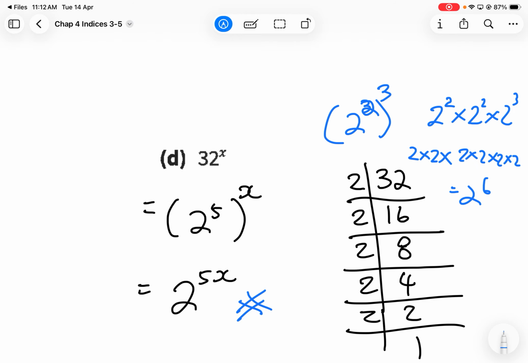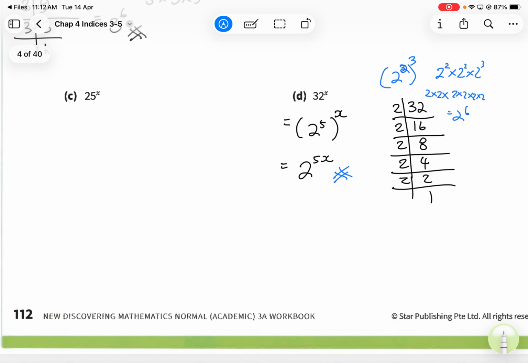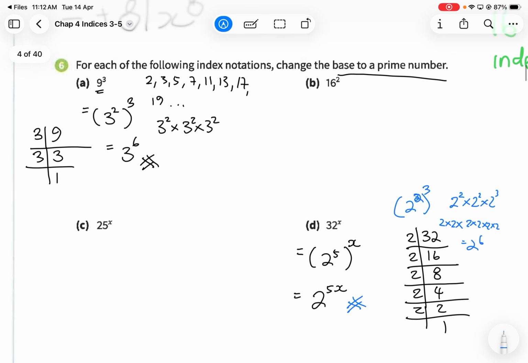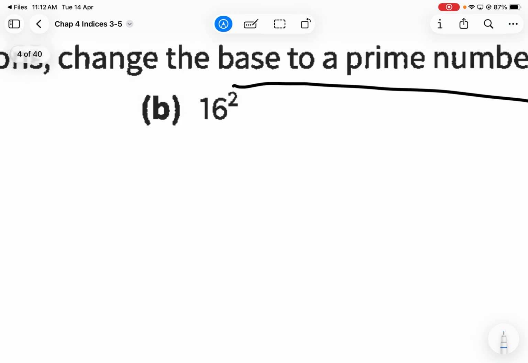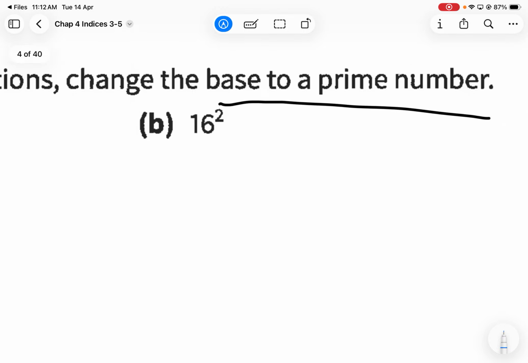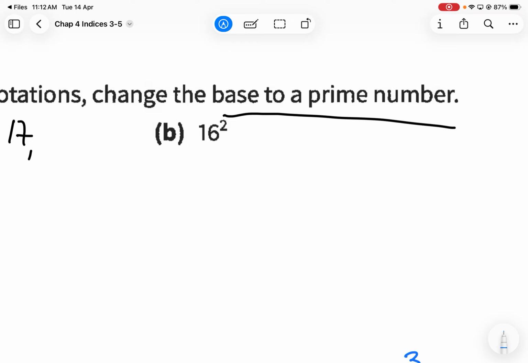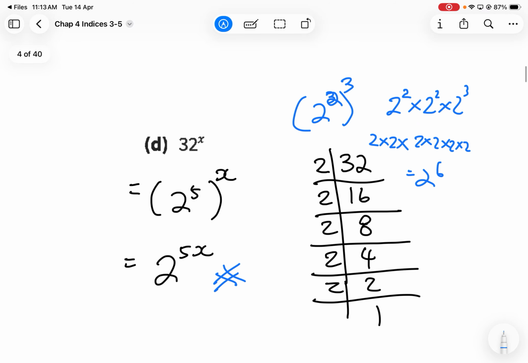Okay? Okay, try part B, part C. Change the base to prime factors. Instead of 16, go and find out 16 changed to prime number is what base?